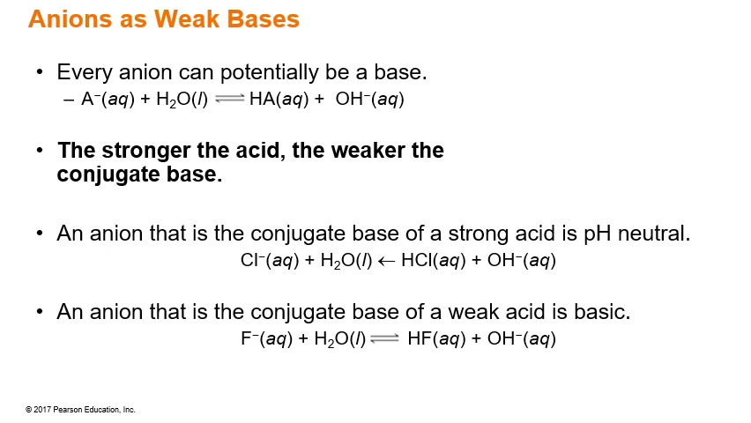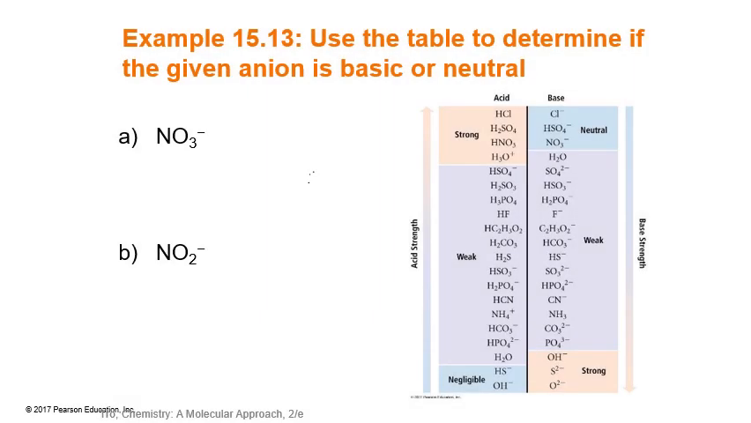So if we have an anion like Cl-, because it's the conjugate base of HCl, which is a strong acid, it is going to be pH neutral. An anion that is the conjugate base of a weak acid, however, is going to be basic when we put it in solution, because some of that anion is going to want to associate with hydrogen to form the weak acid. Let's look at a couple of examples.